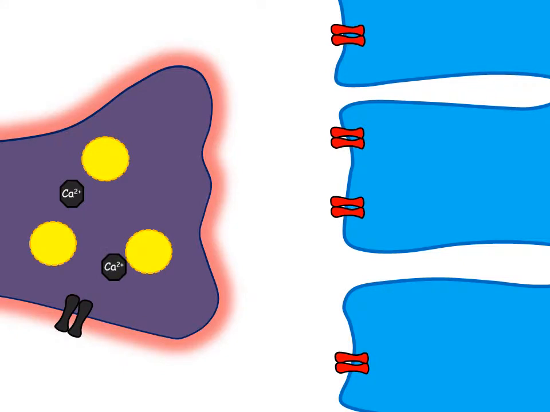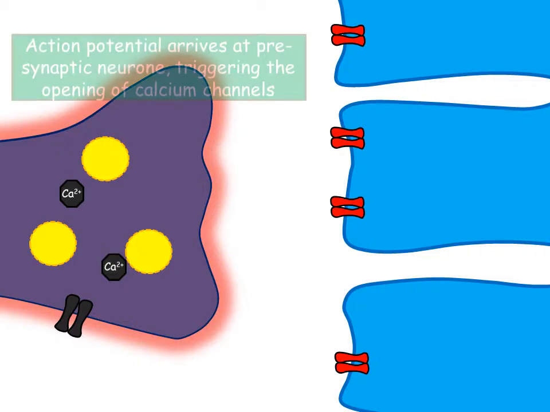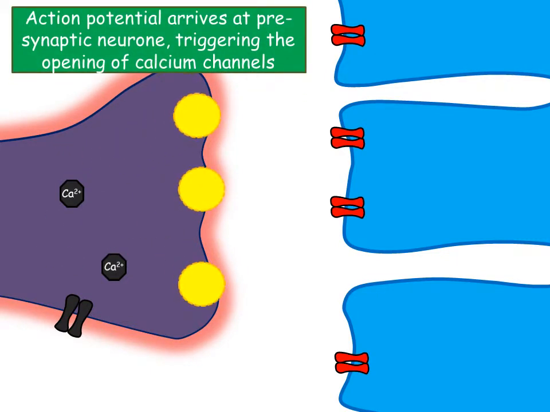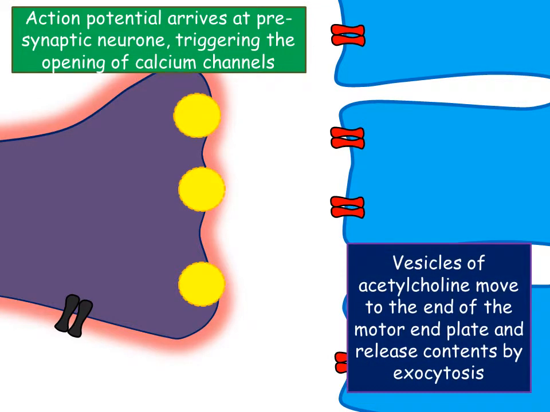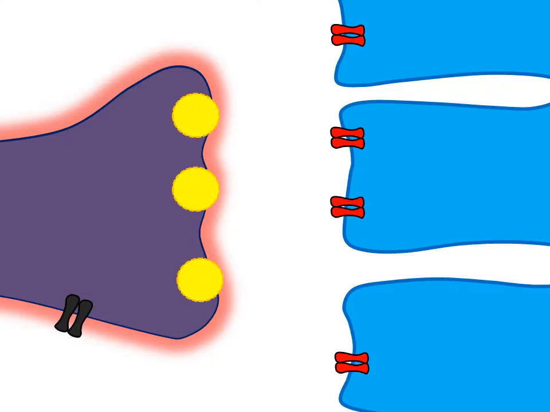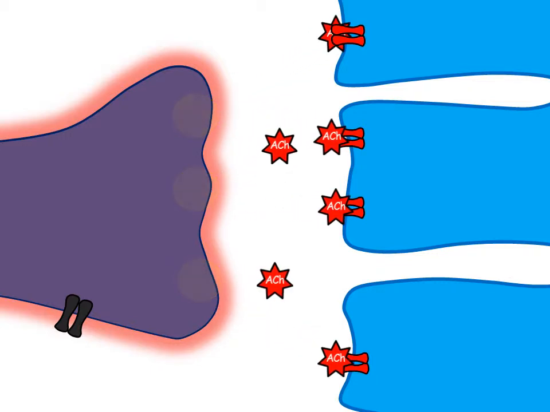The presence of calcium ions triggers vesicles which contain acetylcholine to move towards the end of the neuron and basically fuse with it and release the contents via exocytosis. So the vesicles fuse with the membrane at the end of the neuron and release the acetylcholine into the gap, and the acetylcholine will diffuse across and bind to receptors which are found on the membrane of the muscle fibre, the sarcolemma.